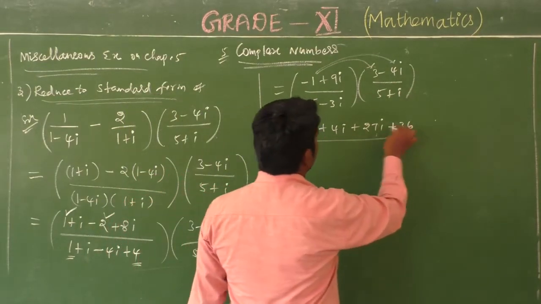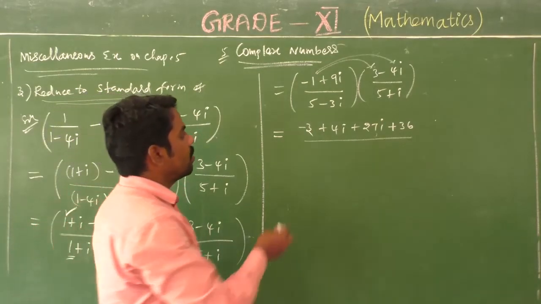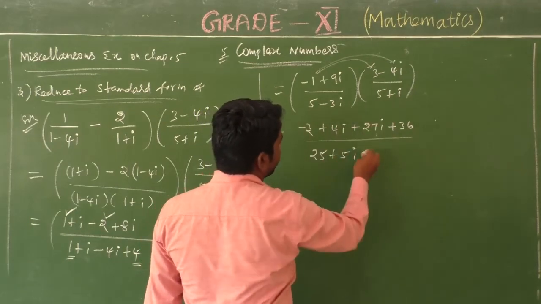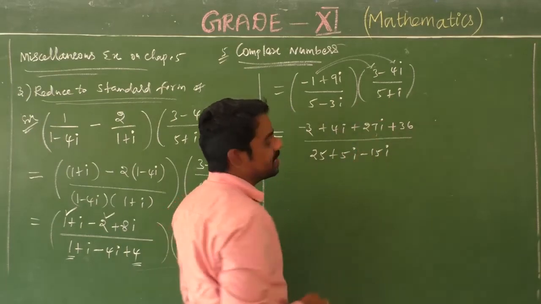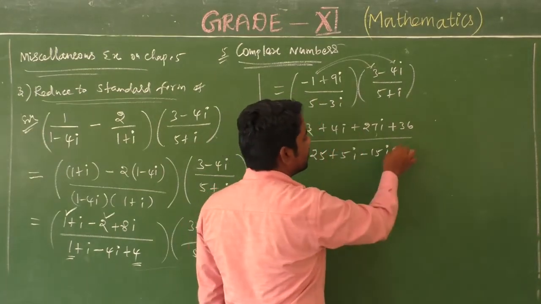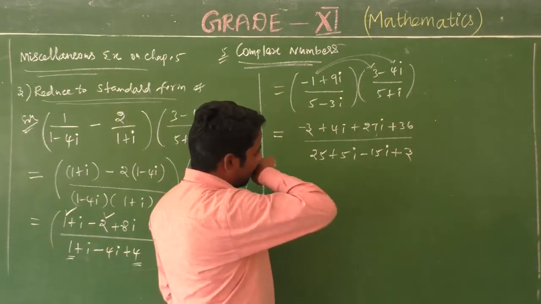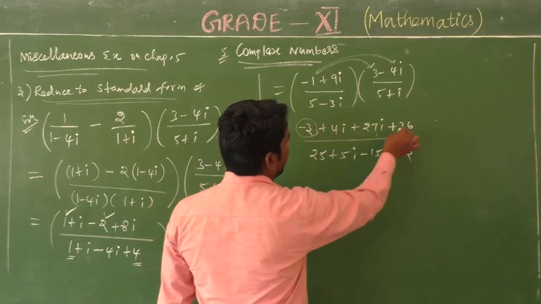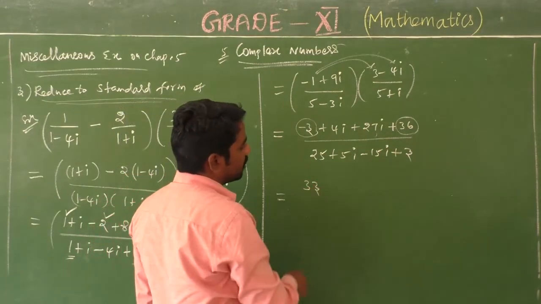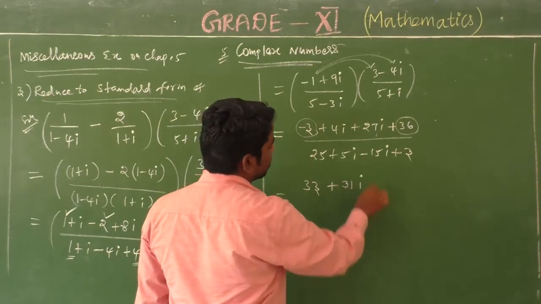Divided by (5 minus 3i) into (5 plus i). 5 into 5 is 25, and 5 into i is 5i. Minus 3i into 5 is minus 15i. Minus 3i into plus i is minus 3i square, and since i square is minus 1, that is plus 3. Okay? Right. Real part: minus 3 and plus 36 is plus 33, and plus 4i plus 27i is 31i.